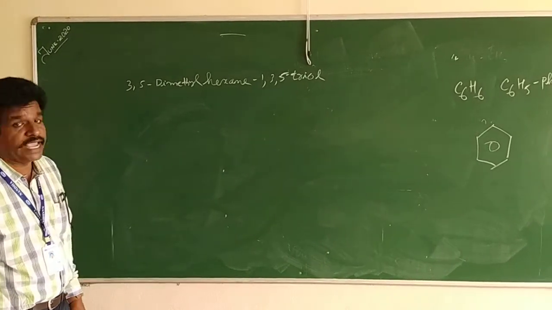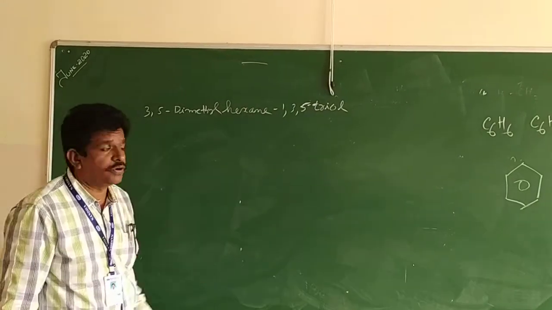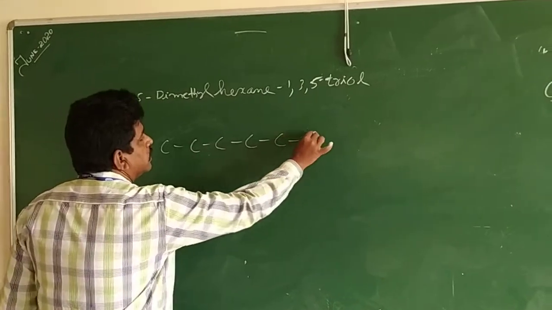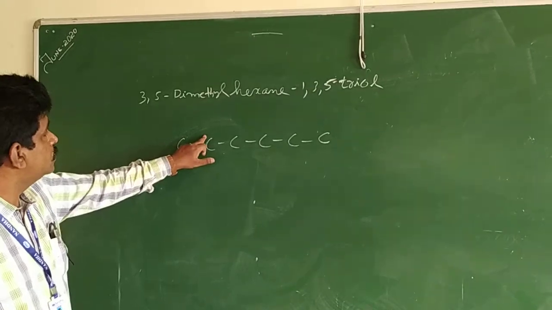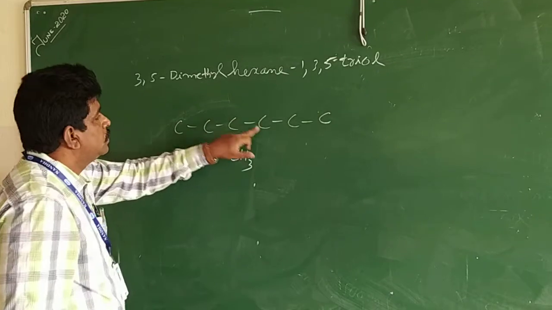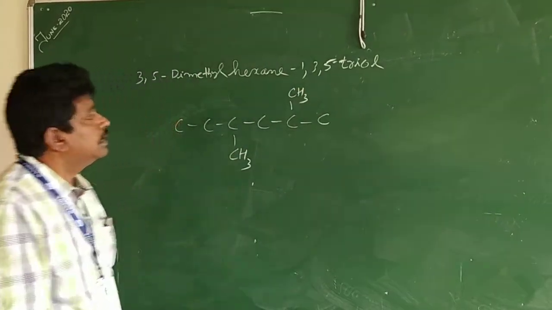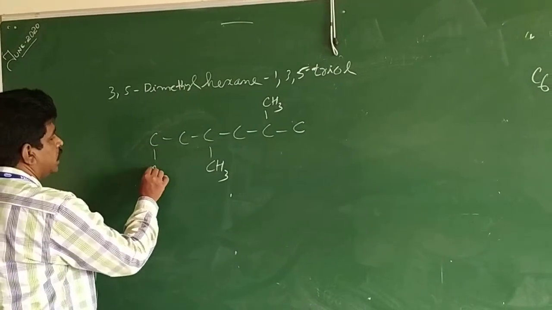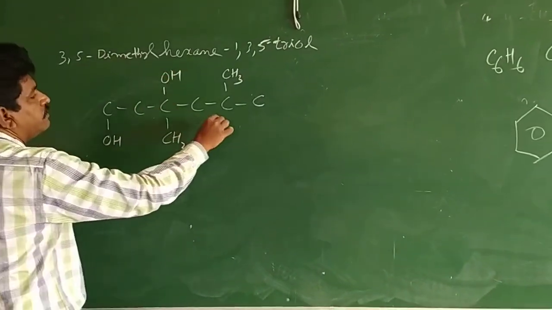3,5-dimethyl hexane 1,3,5-triol. So hexane is the parent compound: 1, 2, 3, 4, 5, 6. If we start from here, 1, 2, 3. At the third position, 1 methyl group, and at the fifth position, 1 methyl group. That is 3,5-dimethyl. And 1,3,5-triol means 1 OH here, 1 OH at the third position, and 1 OH at the fifth position.